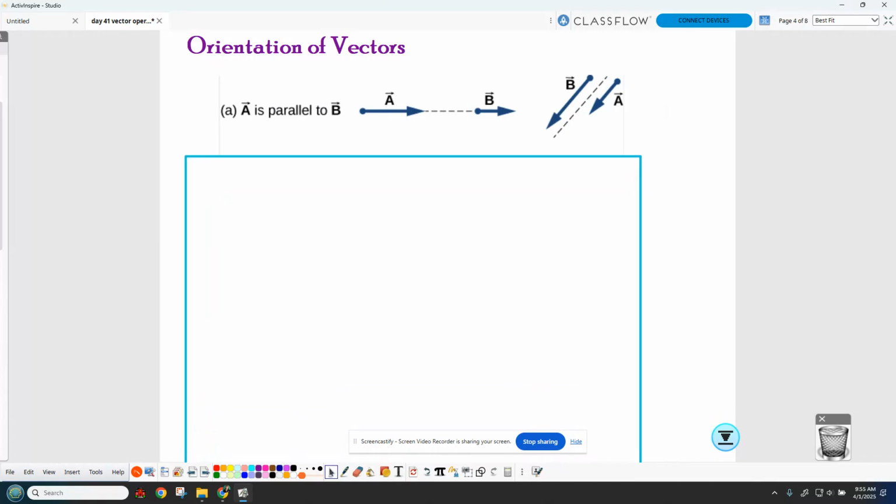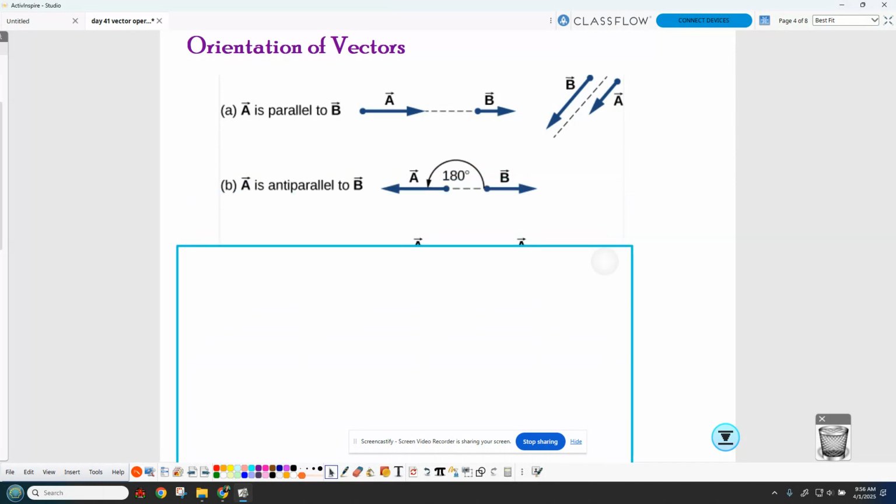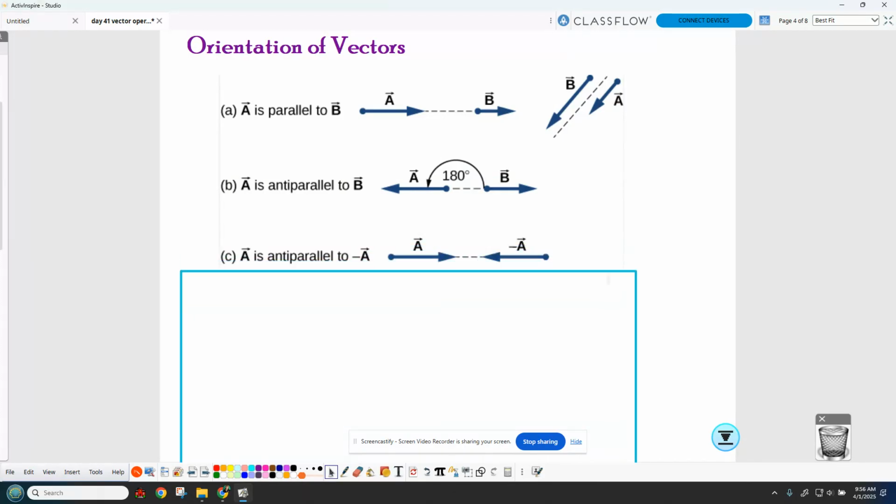We can get things that are parallel, they go in the same direction. They use the word anti-parallel. I don't really know what that means, but they're trying to tell us it means opposite direction.